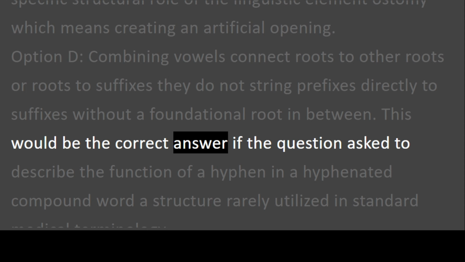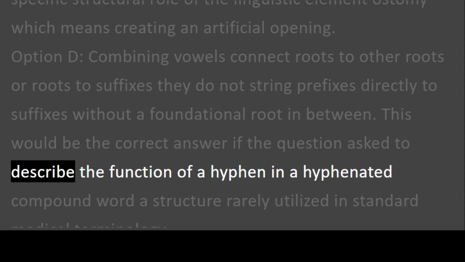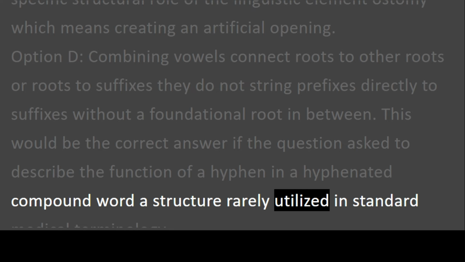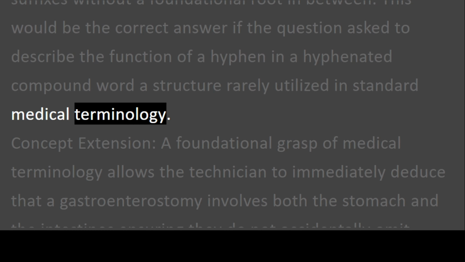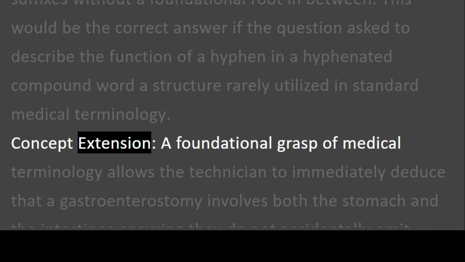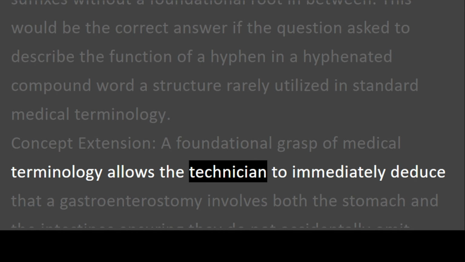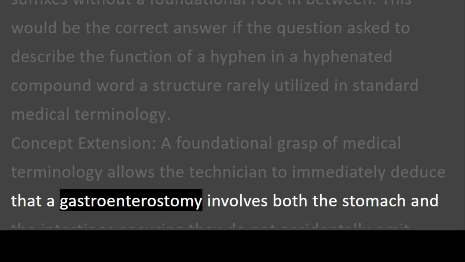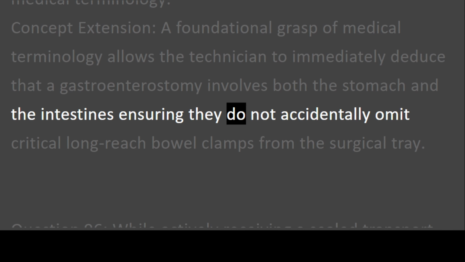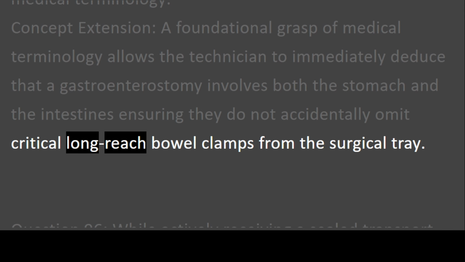This would be the correct answer if the question asked to describe the function of a hyphen in a hyphenated compound word, a structure rarely utilized in standard medical terminology. Concept extension. A foundational grasp of medical terminology allows the technician to immediately deduce that a gastroenterostomy involves both the stomach and the intestines, ensuring they do not accidentally omit critical long-reach bowel clamps from the surgical tray.